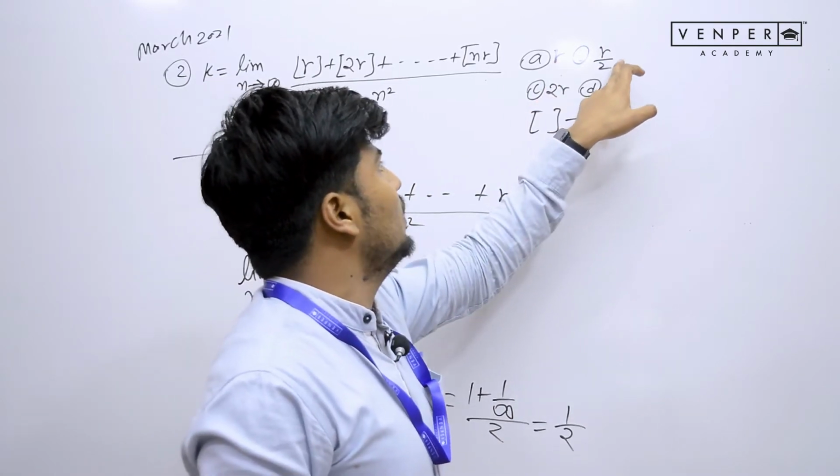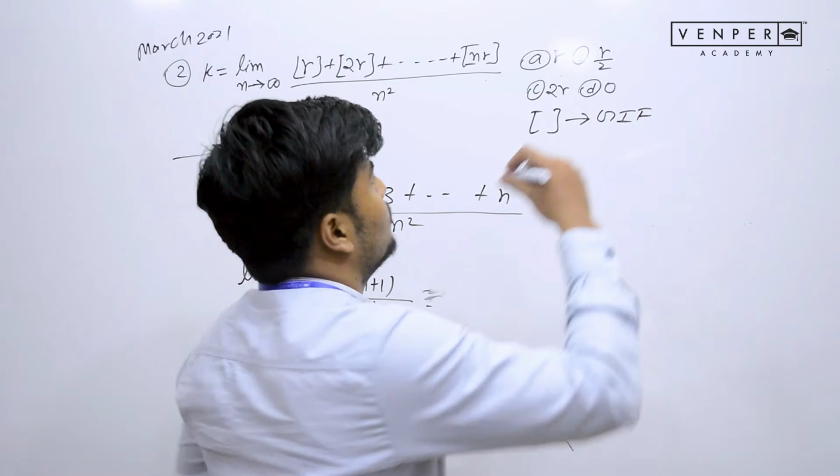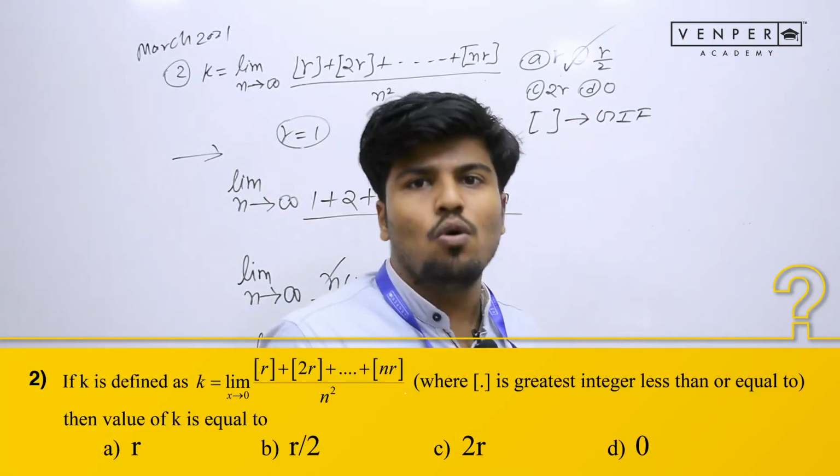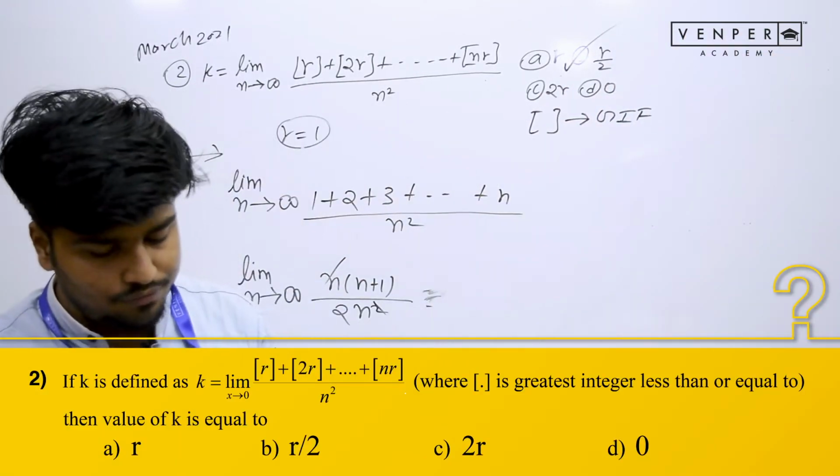If I take r is equal to 1, here the answer is 1 by 2. So obviously option B is correct, and you can go ahead with this. It is the correct option. Let's see this problem.